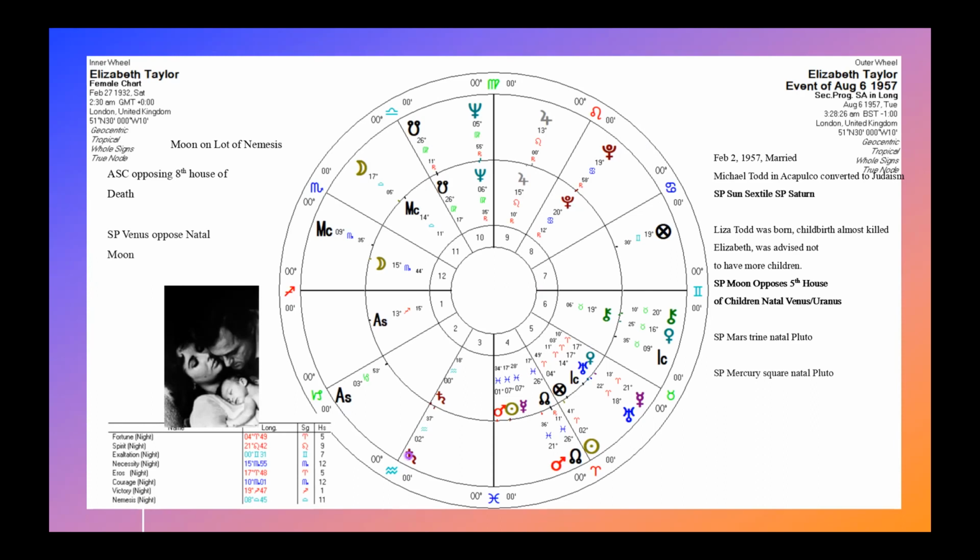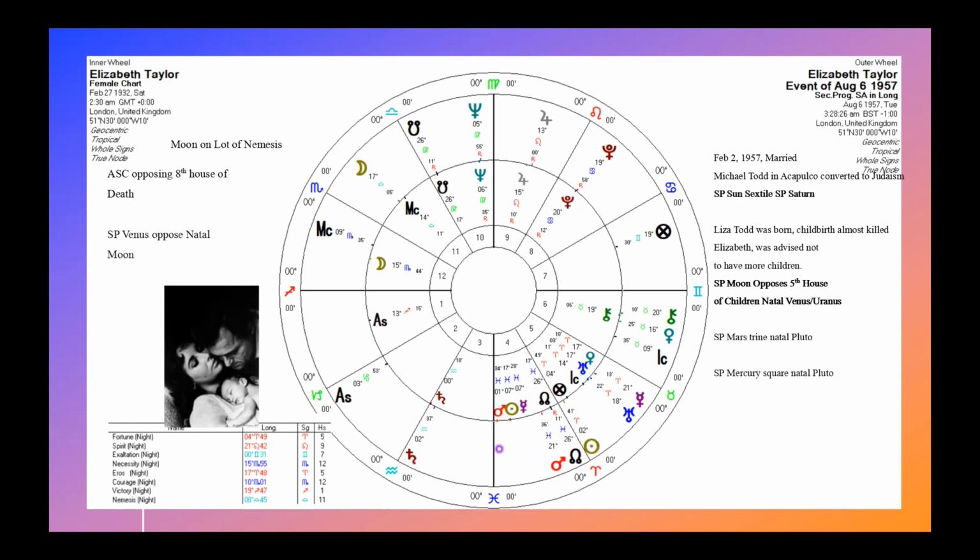With the moon still in or close by the lot of Nemesis, because it's co-present in that 11th house. The ascendant is opposing the house of death. The second progressed Venus is opposing the natal moon. That is significant because, as Linda was alluding to earlier, Venus has a lot to do with how we love and those Venusian qualities. On February 2nd, 1957, she married Michael Todd in Acapulco. She converted to Judaism, and that is signified by the second progressed Sun sextiling the second progressed Saturn.